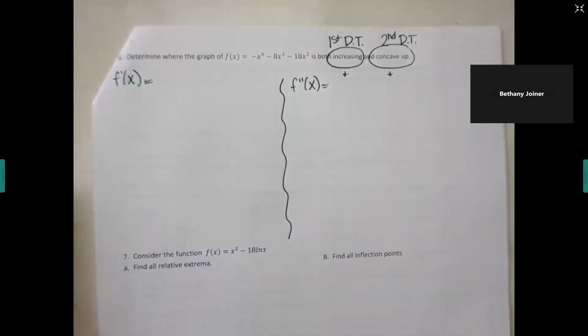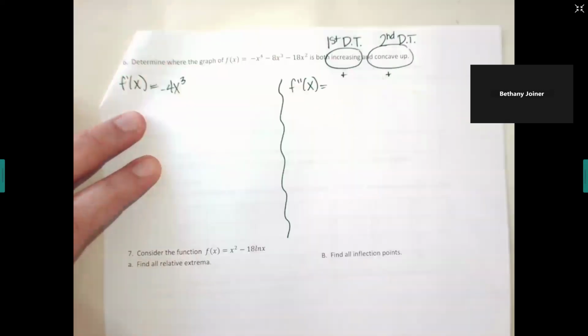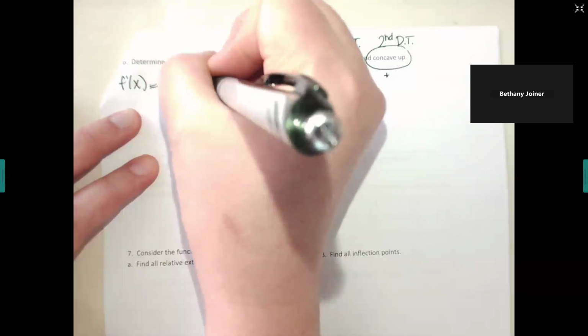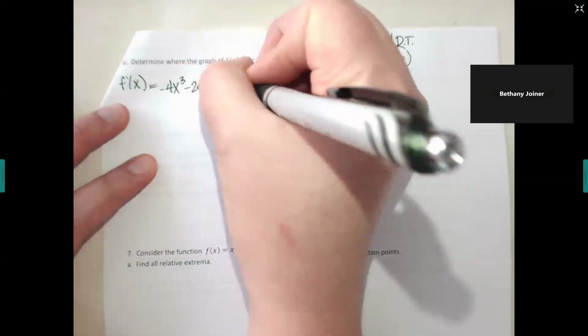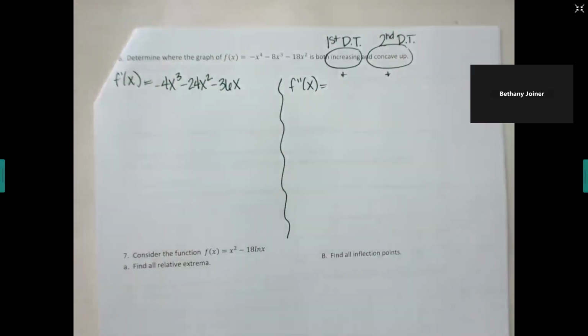Okay, so first derivative, can you just tell me what it's gonna say? I'm ready. Okay, negative 4x^3 minus 24x^2 minus 36x.